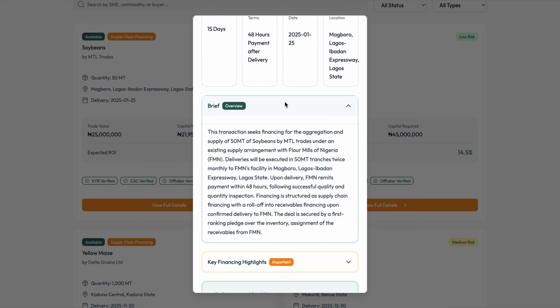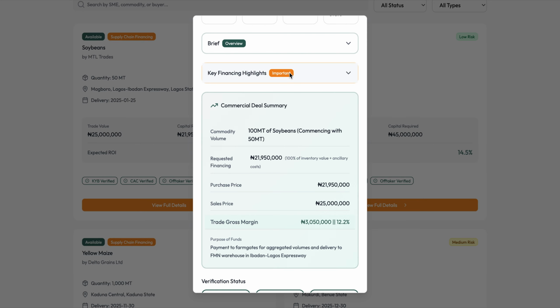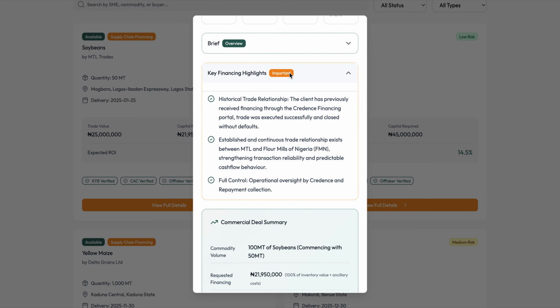Where is it coming from? How is it going to be? Anything that makes you make a first decision, right? We call it the preliminary decision. You see key financing highlights. Oh, they've done business together before.